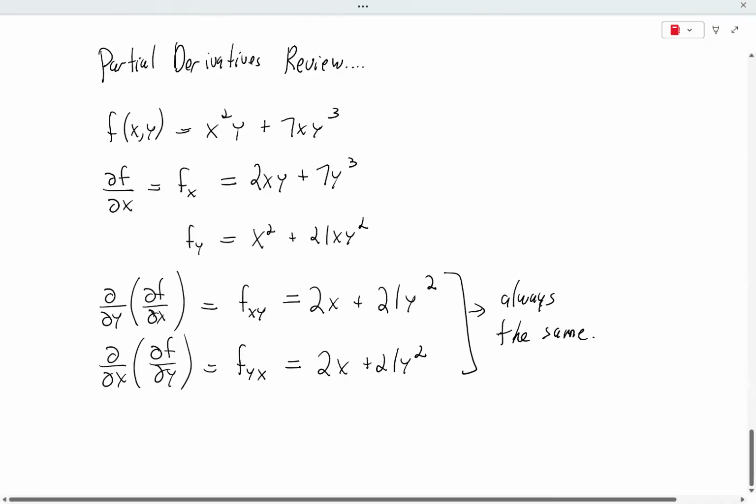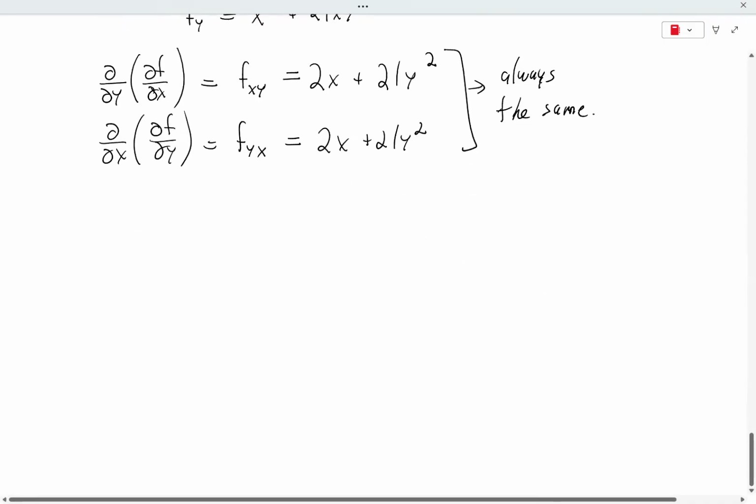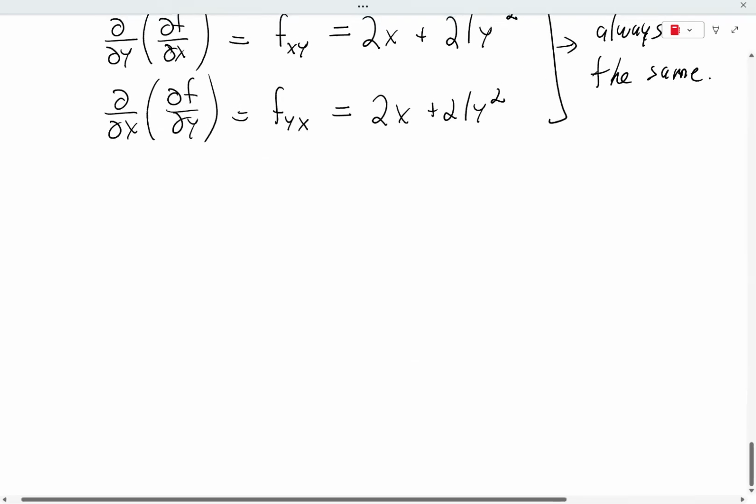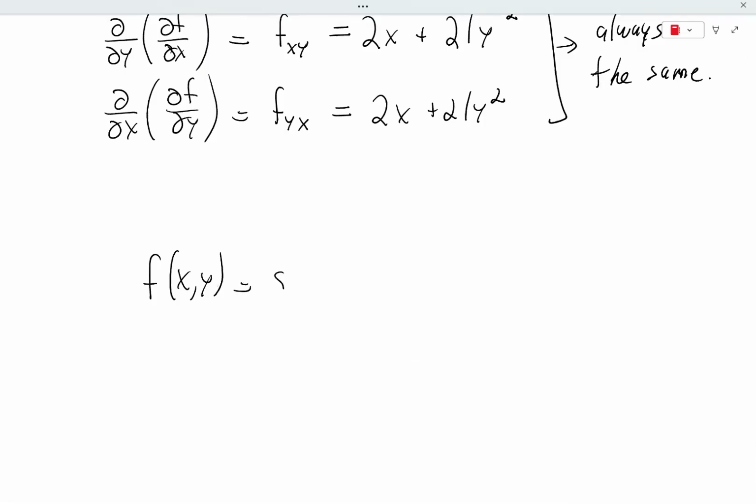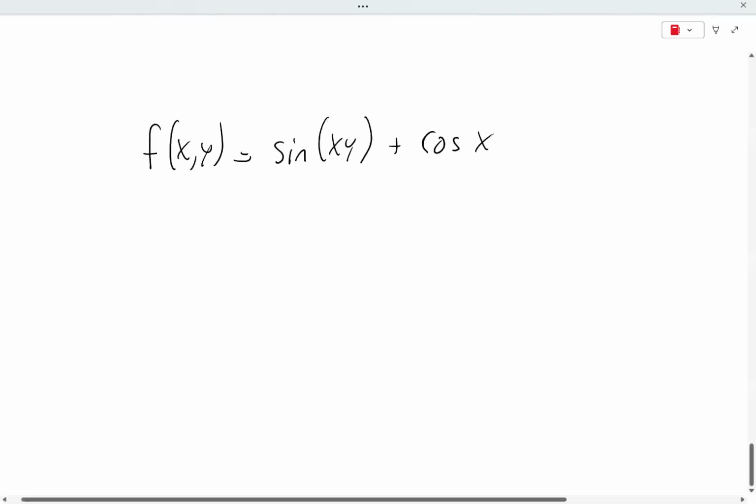Okay, so anything there on that? I'm going to do another example. Let's say we have f of xy equals sine xy plus cosine x. Let's say we want to find f sub x, the partial with respect to x. Maybe try it yourself for a minute, and then you can correct me when I do it wrong up here.